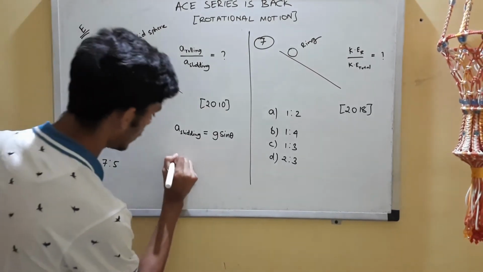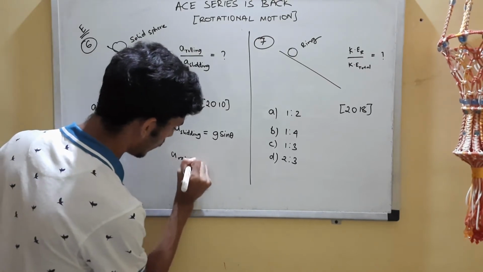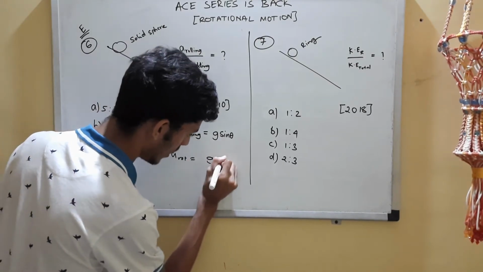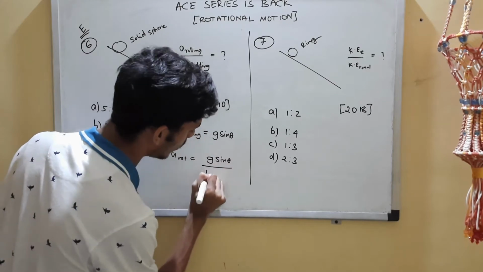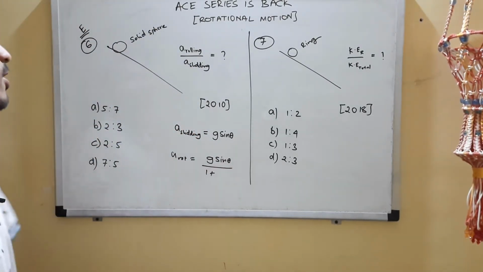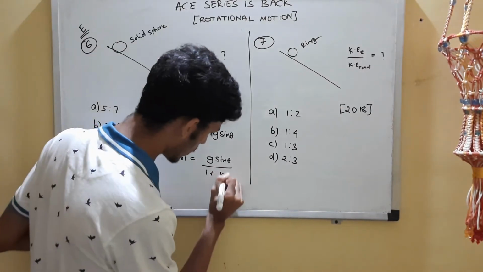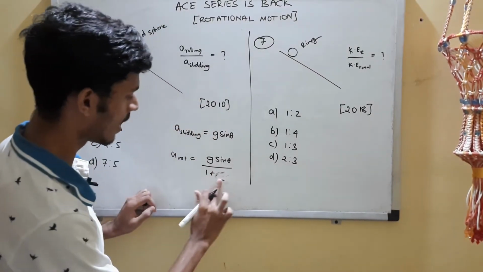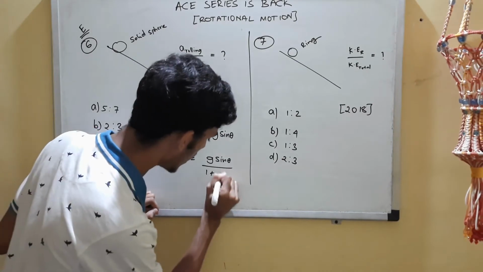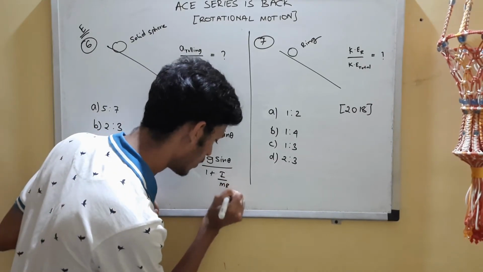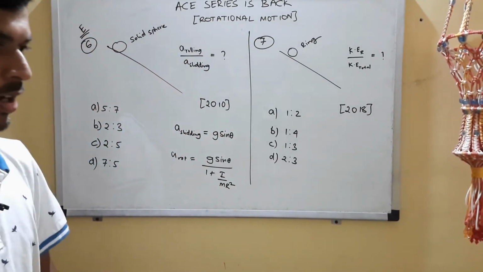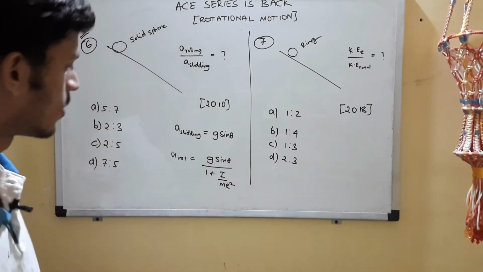And what about rotation? You already know it. For that we have g sin theta upon, it also depends upon the k factor, right? So k square by r square, or I can write it in a better way, I by mr square. For those who don't know about radius of gyration, you can use this formula.